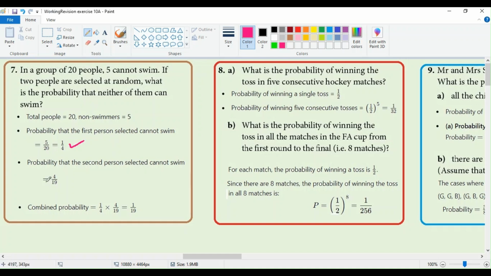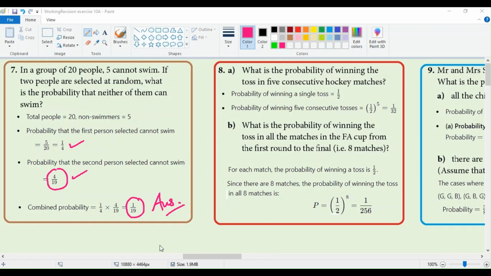Then it says probability that the second person selected cannot swim. That means 4 over 19, because out of 5, 1 is already gone and out of 20 possibilities, 19 possibilities remain, since we are talking about the second person who cannot swim. Then the combined probability is 1 over 4 multiplied by 4 over 19. This one and this one are multiplied to give you 1 over 19 as the answer for this part of the question.